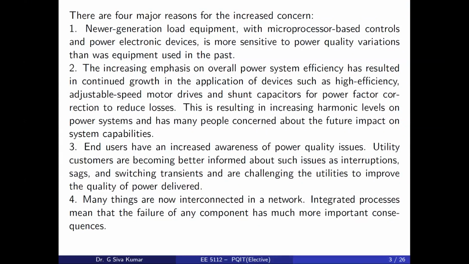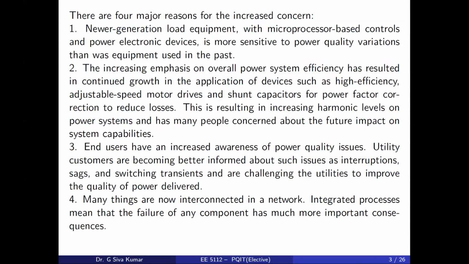Okay, earlier there were analog controllers being used. Nowadays, digital based controllers have been coming up, and power electronic devices are more sensitive to the power quality variations than was the equipment used in the past. The simple thing is, almost all the controllers, even the power electronic devices, take a reference with respect to the zero crossing of the voltage.